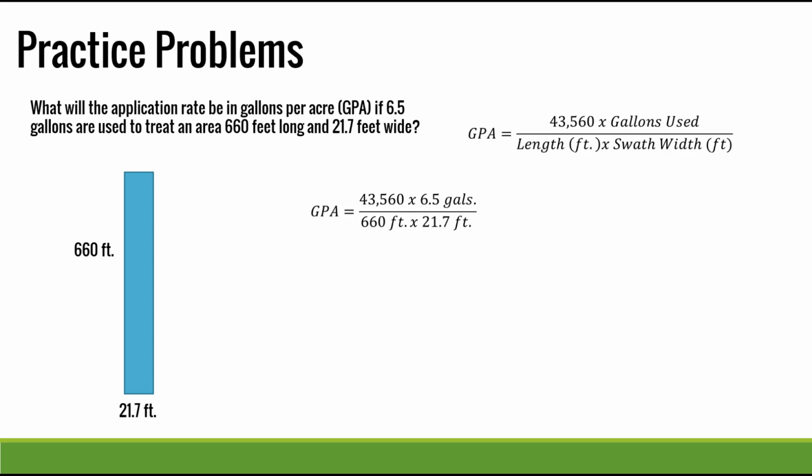Now, to simplify this, we take 43,560 times 6.5, and 660 feet multiplied by 21.7 feet, and come up with 283,140 divided by 14,322. So our final result is 19.76 gallons per acre is the application rate for this scenario.